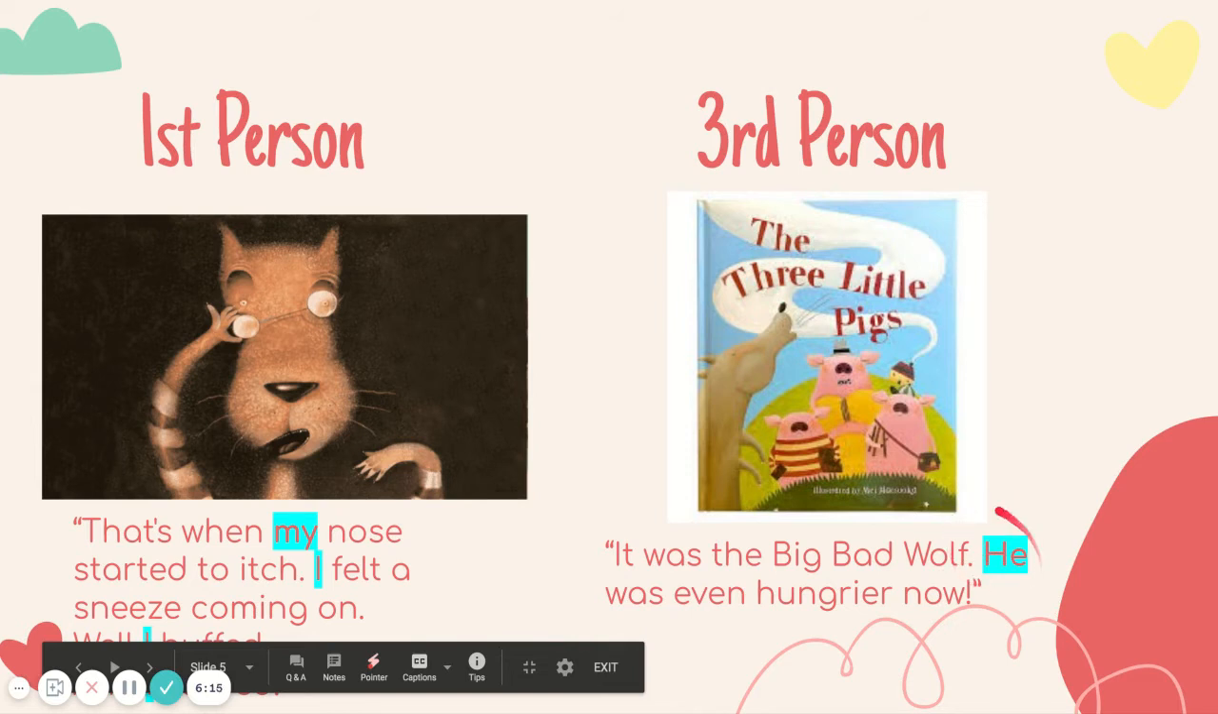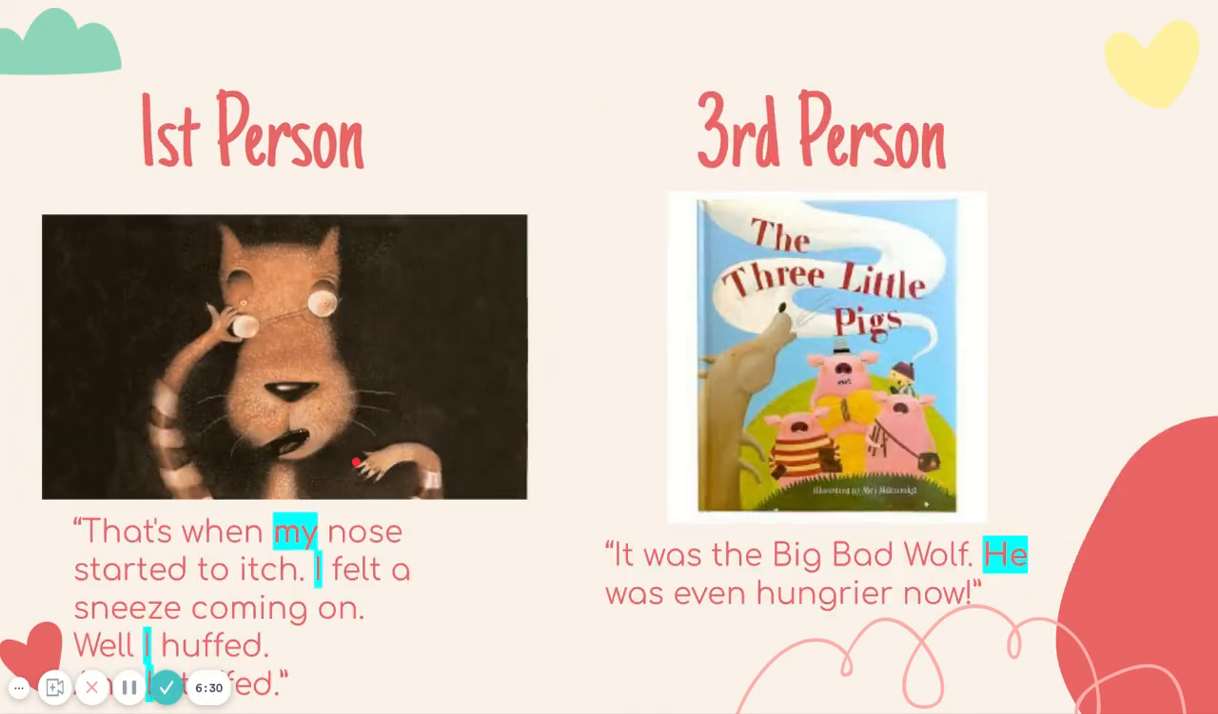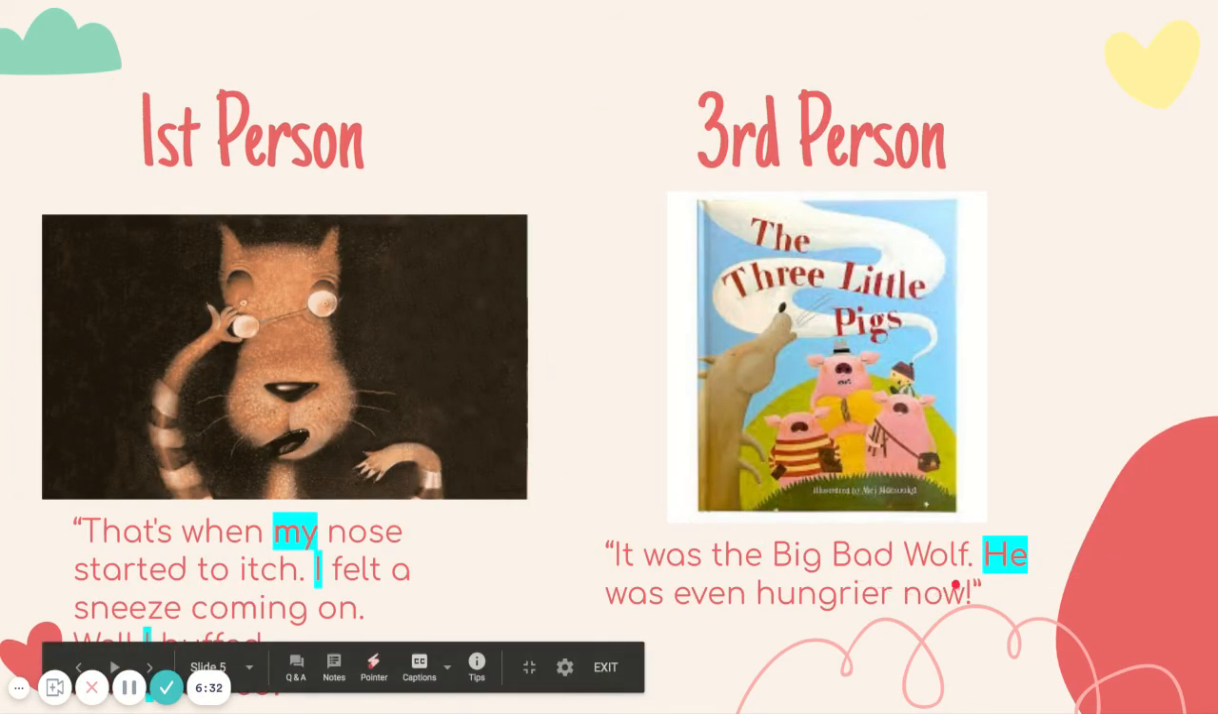And you can see my clue word I highlighted in blue to tell me, oh, we use the word he. So let's check. Oh, he is one of our clue words for third person. The narrator also used a character's name when he said the big bad wolf. So this story is in third person point of view.